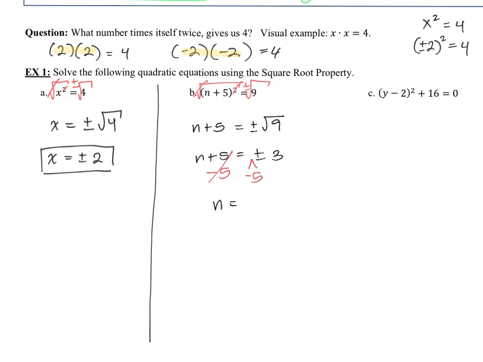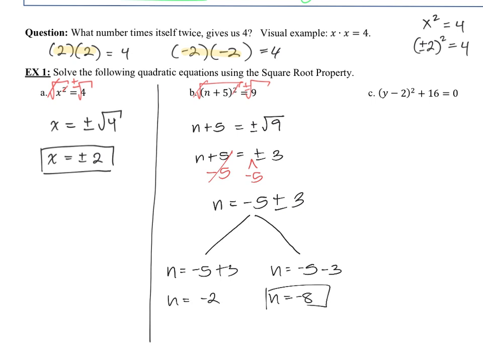So now we have n equals negative 5 plus or minus 3. This means we have two possible answers. Remember the plus or minus. n is either equal to negative 5 plus 3, or n is equal to negative 5 minus the 3. We can go ahead and simplify those. Negative 2, negative 8. And those are our two possible answers.